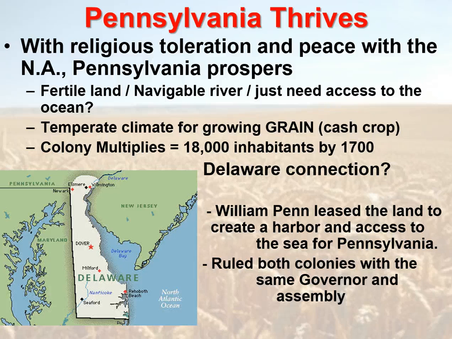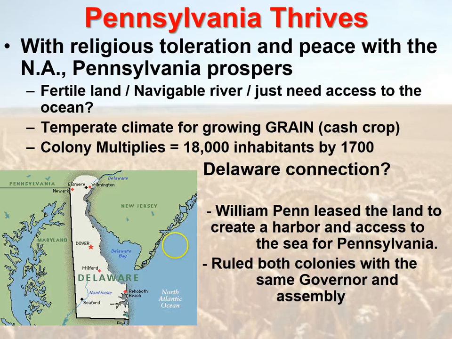They were so successful that they multiplied to 18,000 inhabitants by 1700. Okay, so less than 20 years of being in existence, and they would have 18,000 inhabitants. That was pretty good. They absolutely had to have Delaware.